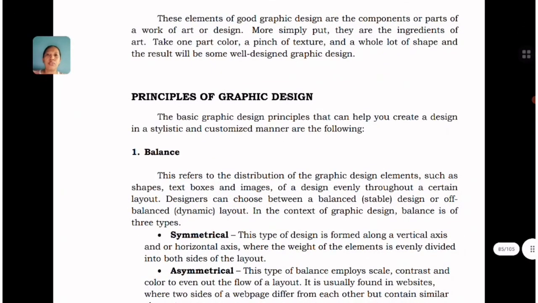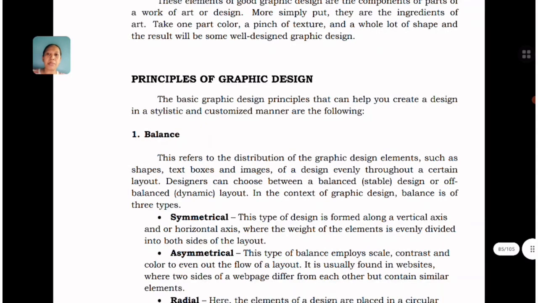Okay, these elements of good graphic design are the components or parts of a work of art or design. More simply put, they are the ingredients of the art. Take one part color, a pinch of texture, and a whole lot of shape, and the result will be some well-designed graphic design. So take into consideration lagi yung mga elements na banggit when you create your own graphic design.